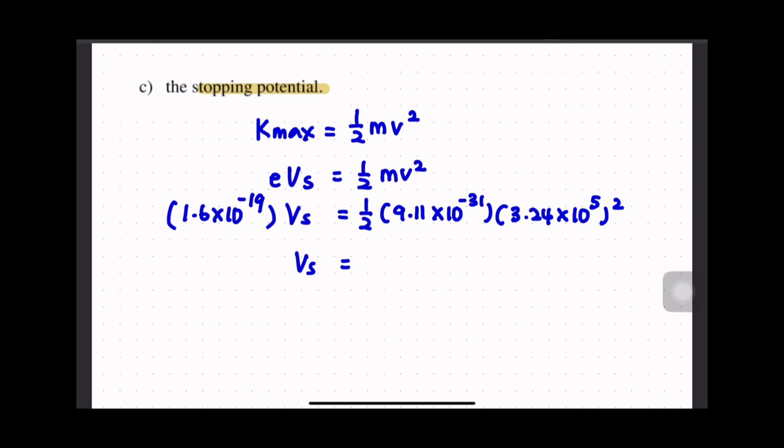So if we calculate 9.11 exponent negative 31 times 3.24 exponent 5 to the power of 2, divided by 2, then divided by 1.6 exponent negative 19, we get 0.298, or 0.3 volt.